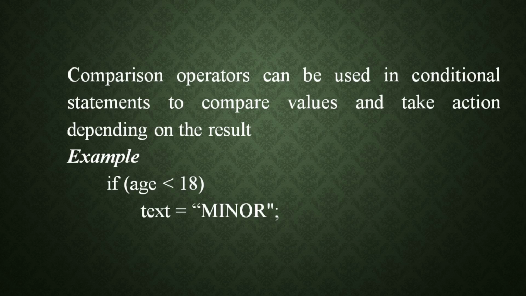If you see the example, here I have taken, if age less than 18, then the text prints it is minor. When will it print minor? If the age is less than 18. What is it doing? Comparing. Either equal to 18, less than or greater than. If it is less than 18, then it is minor. If it is greater than or equal to 18, then it is major. The comparison operators can be used in conditional statements to compare values and take actions depending on the result.